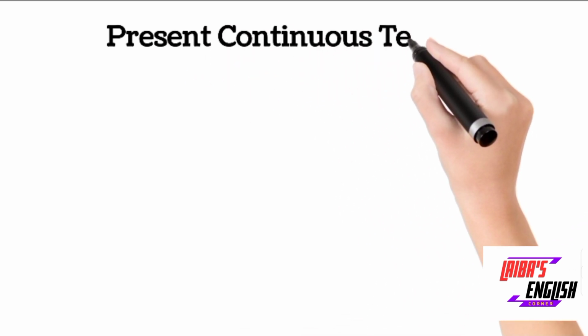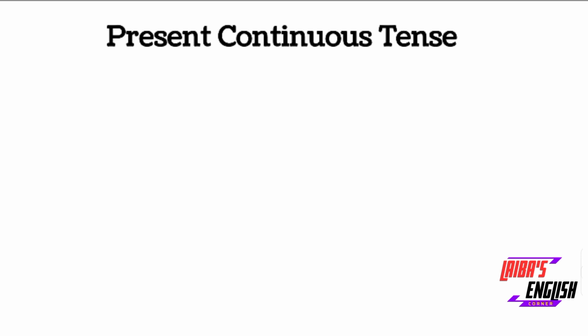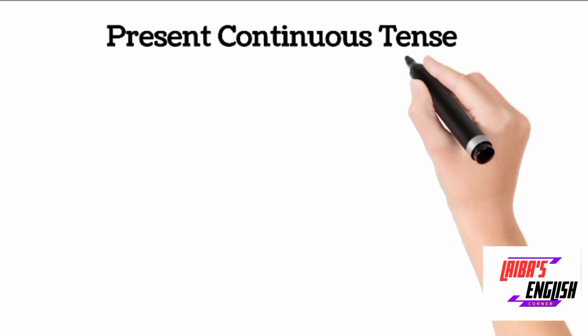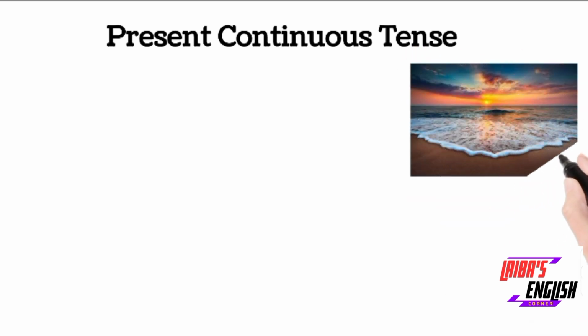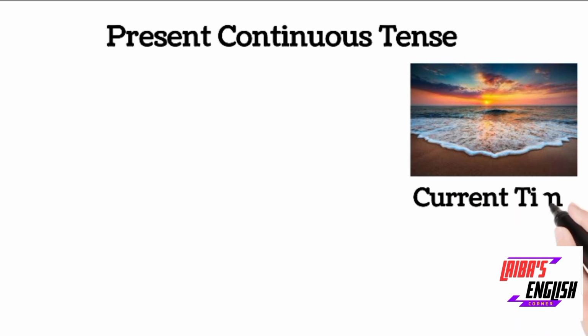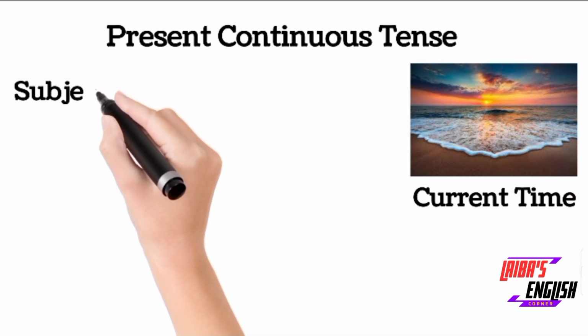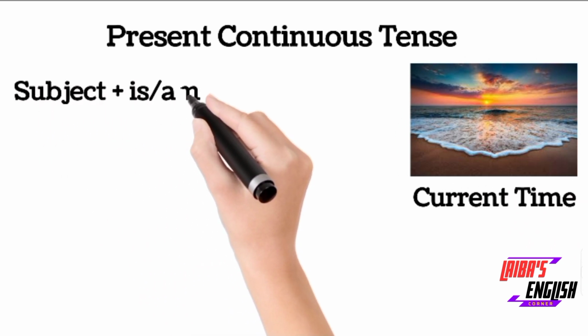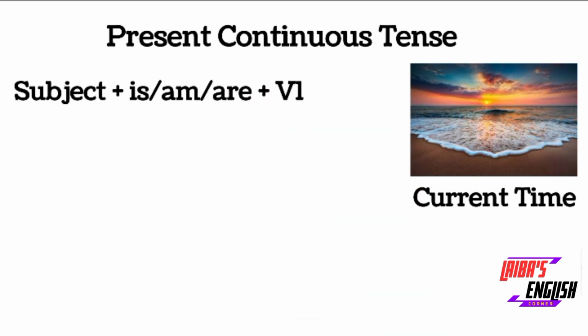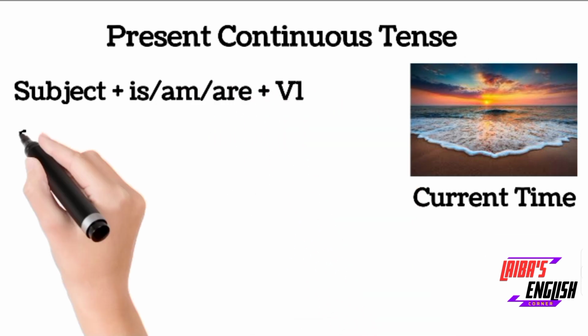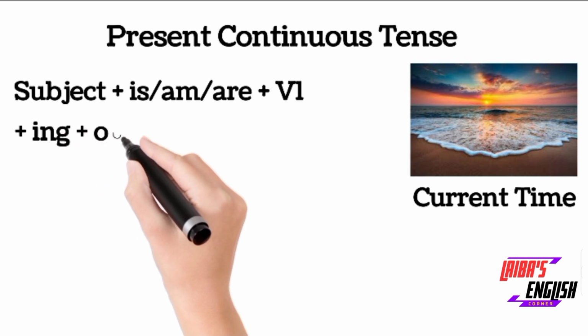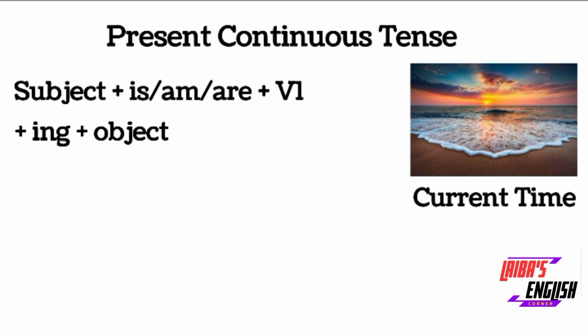Second type of present tense is present continuous tense. What is present? Present is basically the current time in which we are living. For example, I am recording video, it's present time. Let's look at the structure before moving forward. So the structure is subject plus is, am, are plus verb first form plus ing plus object.